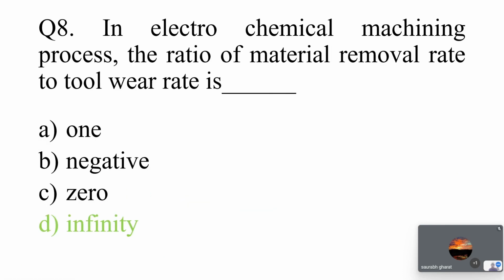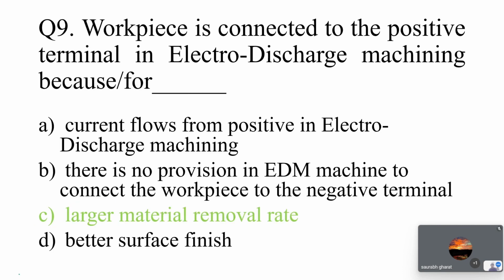So again, in the electrochemical machining process, the ratio of material removal rate to tool wear rate is, there is no tool wear rate, so it will be infinity. Okay, the ratio of material removal to tool wear is infinity in electrochemical machining. So you know there is a polarity difference also.